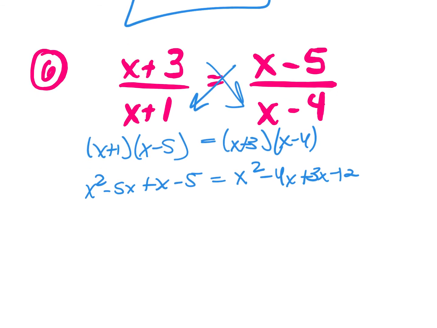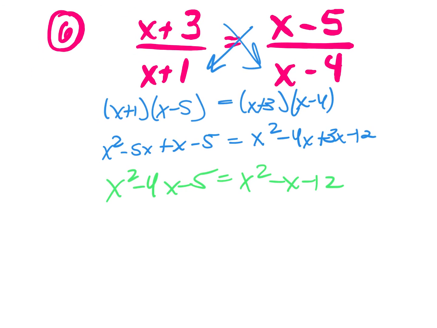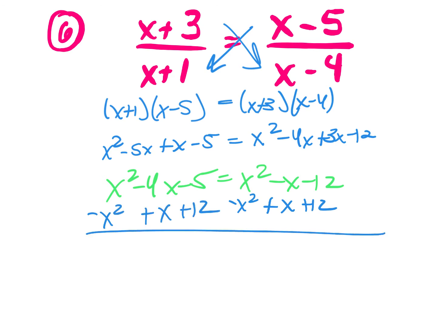It's a quadratic, so let's move everything to one side. We can combine like terms, I guess, first. So x squared minus 4x minus 5 equals x squared minus x minus 12. So move everything to one side. I'm going to subtract x squared, add x, and add 12.